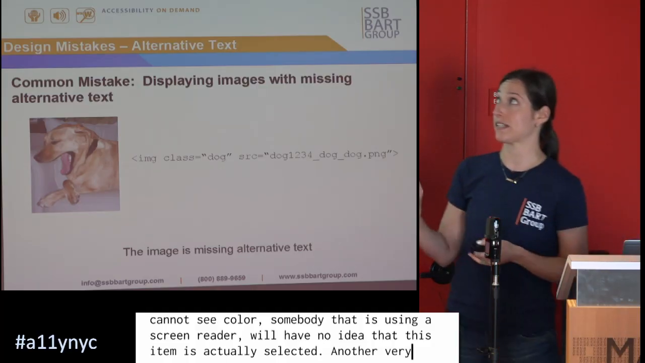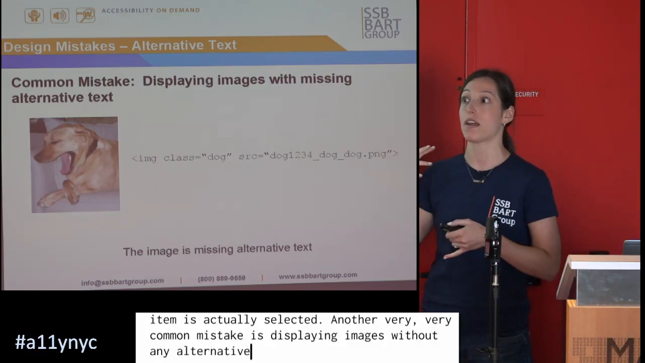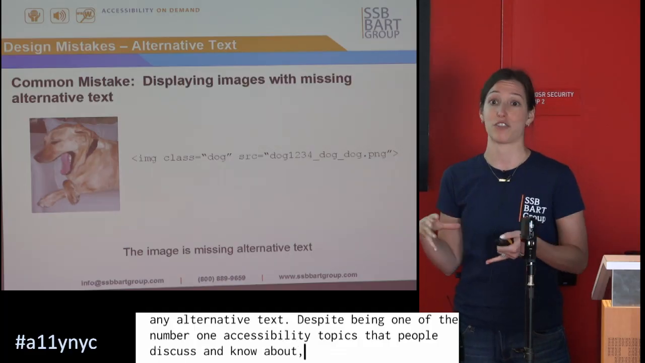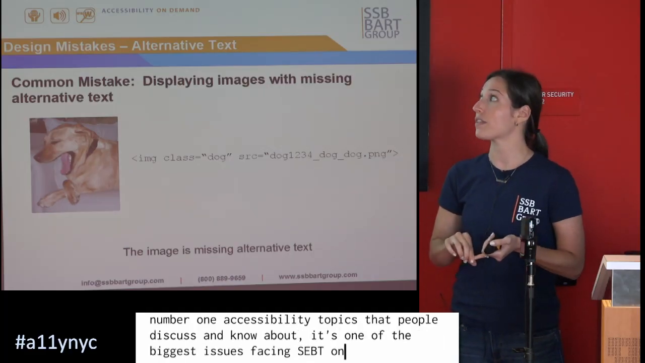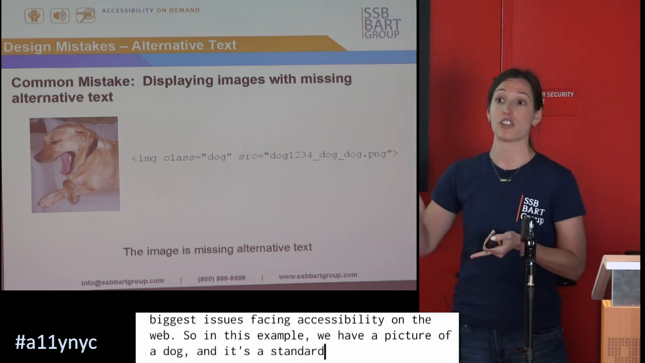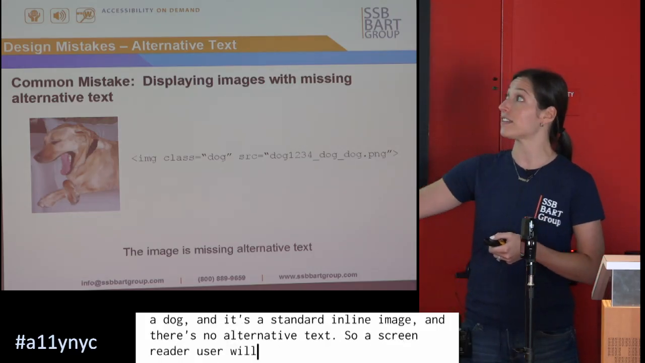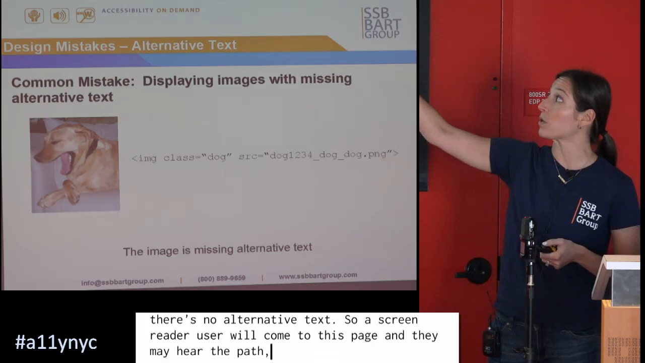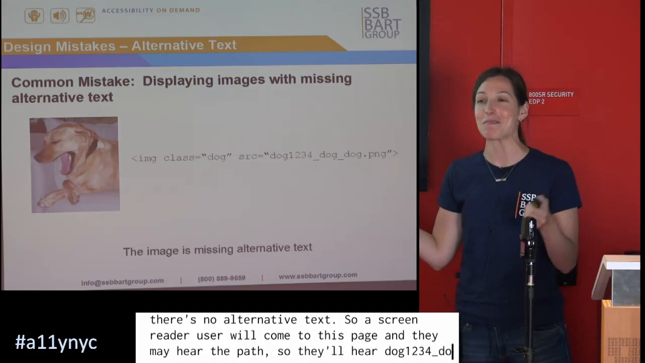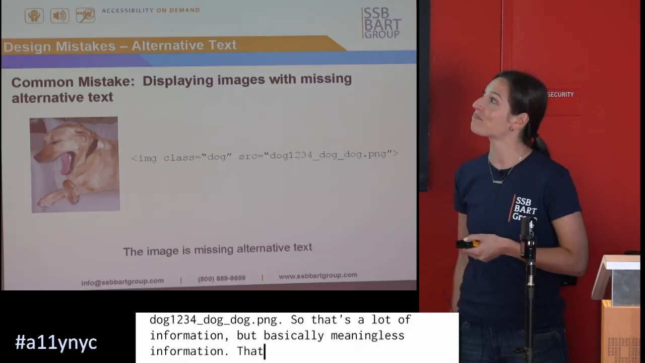Another very, very common mistake is displaying images without any alternative text. Despite being one of the number one accessibility topics that people discuss and know about, it's one of the biggest issues facing accessibility on the web. So in this example, we have a picture of a dog, and it's a standard inline image, and there's no alternative text. So a screen reader user will come to this page, and they may hear the path. So they'll hear dog 1, 2, 3, 4 _ dog dot png. So that's a lot of information, but basically meaningless information. That doesn't tell the user the purpose of this image.